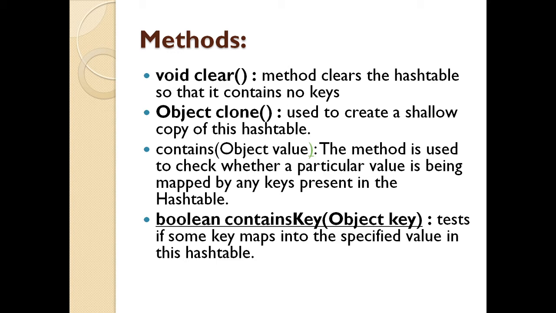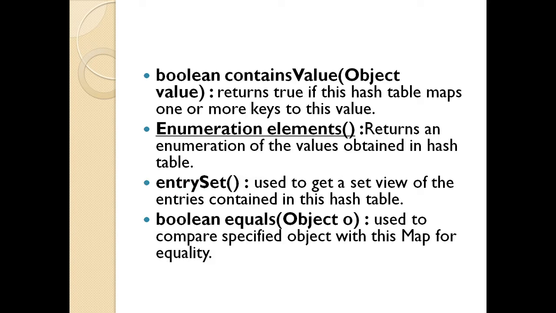Now boolean containsValue. We pass object value. It returns true if this hash table maps one or more keys to this value. Enumeration elements. It returns an enumeration of the values obtained in a hash table. Then we have a method called entrySet. It is used to get a set view of all the entries contained in the hash table. Boolean equals. We pass the argument of object. It is used to compare specified object with this map for equality.